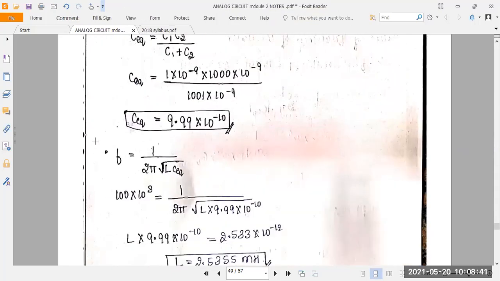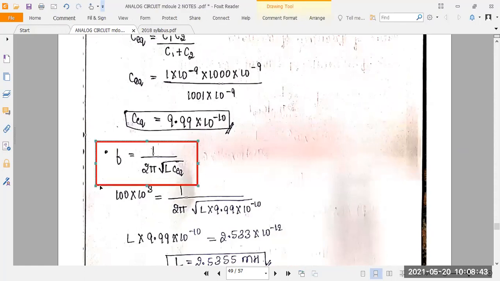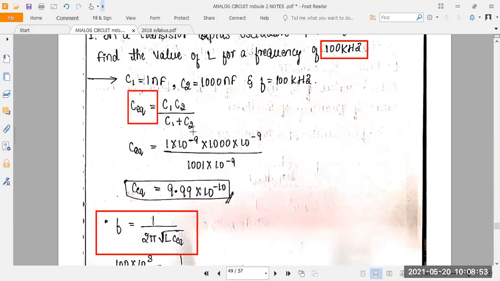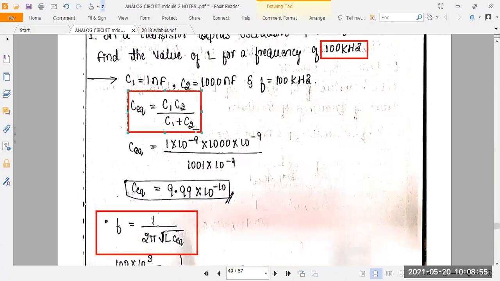Take the frequency equation and substitute here. We know the F value, and we know the C equivalent. Then L you have to find out. Take L outside. The C equivalent formula you know: C1 into C2 divided by C1 plus C2. What is C1? 1 nano. What is C2? 1000 nano.